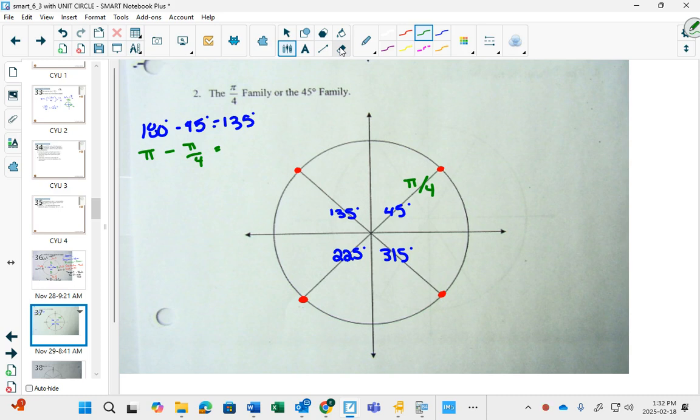But we have to remember some of our fraction stuff, because I have a fraction here. How do you subtract fractions? Common denominator. So can you see that you could change the pi to 4 pi over 4 to get a common denominator? And 4 pi over 4 minus 1 pi over 4 would be 3 pi over 4.